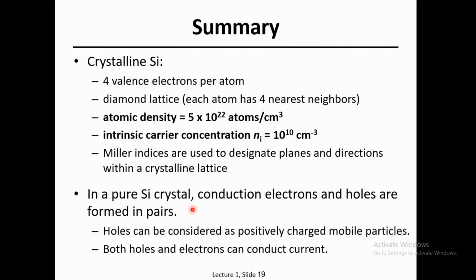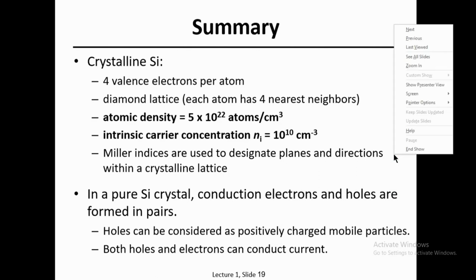And in a pure silicon crystal, we said that the conduction electrons and the holes are formed in pairs. So as you see, electron-hole pair, meaning that the amount of electrons in the conduction band equals the amount of holes in the valence band. We consider the holes as being positively charged, and both holes and electrons can conduct current, we say. Although it's a vacancy, we will have conduction of current due to holes as well as electrons.